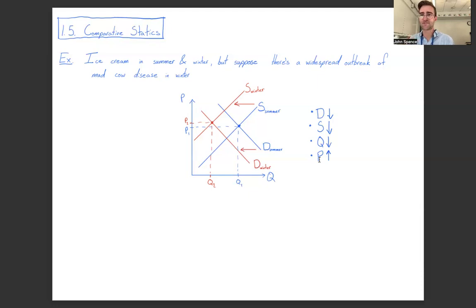Okay, that's comparative statics. Congratulations. That's your first real unit of econ on supply, demand, equilibria, all of that great stuff.